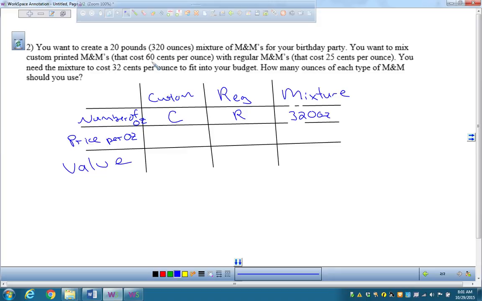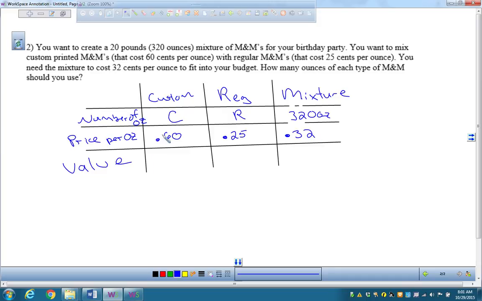Well, it tells you that, right? The custom ones cost 60 cents, so we'll call it 0.60. And regular only costs 25 cents, and you need the mixture to cost 32 cents per ounce. Okay? So that's 0.32.